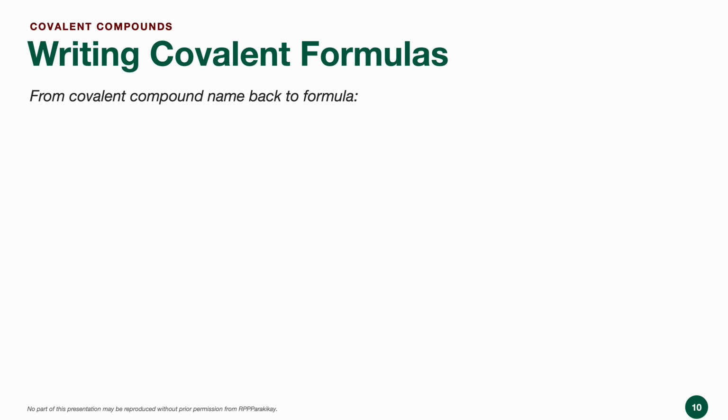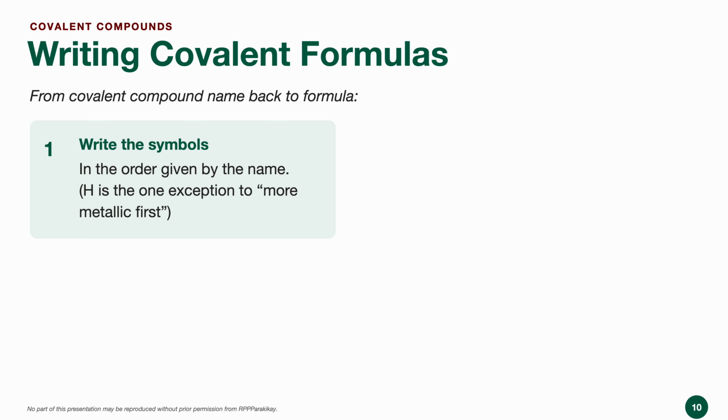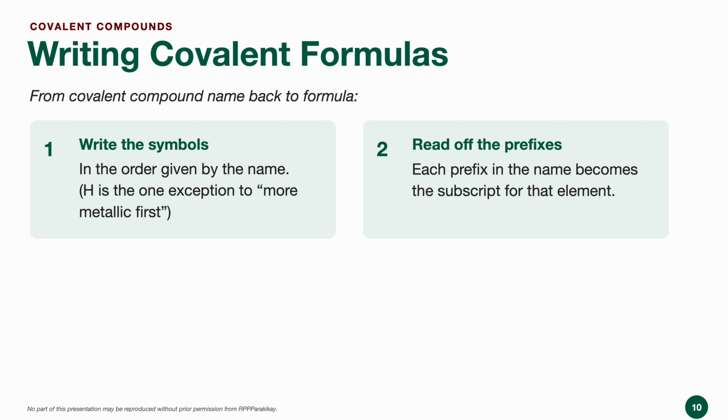For covalent compounds, we can also derive a formula from a name. We just apply the naming rules in reverse. So first, the element symbols are written in the sequence given by the name, except for hydrogen, in keeping with the general convention of citing the more metallic element first. And then number 2, the numerical prefix is converted directly to a subscript.